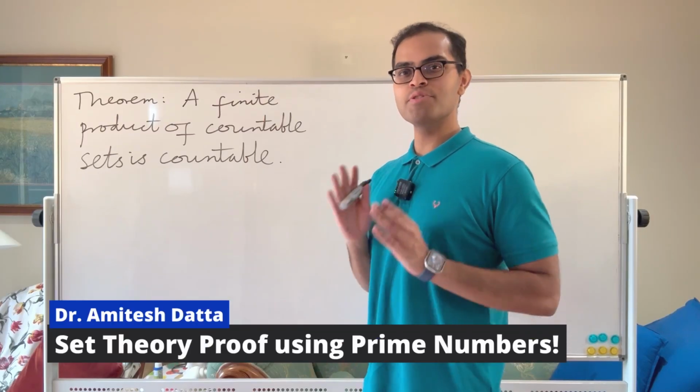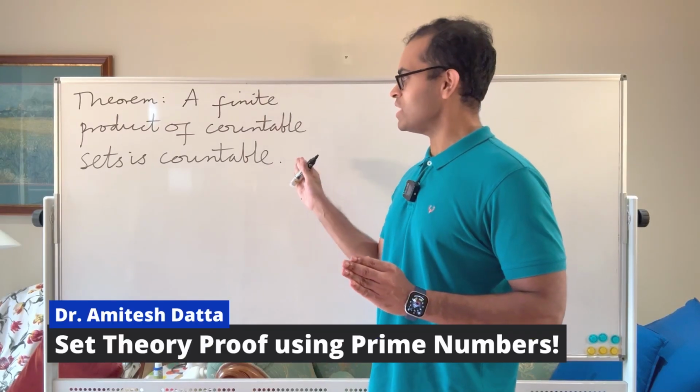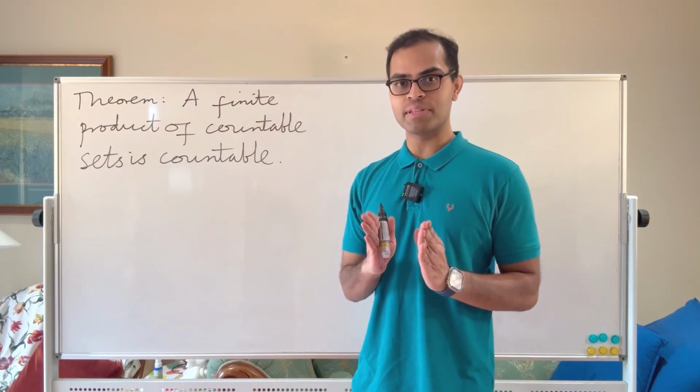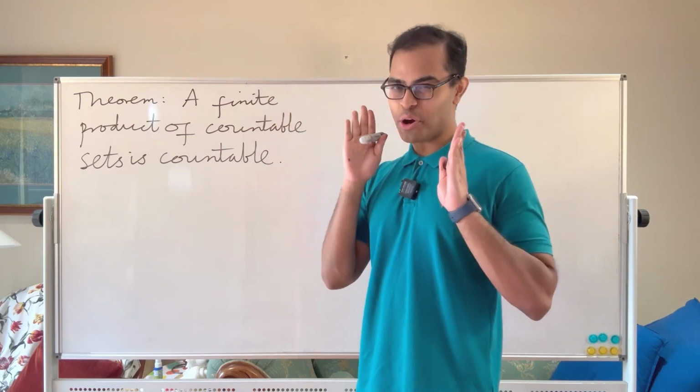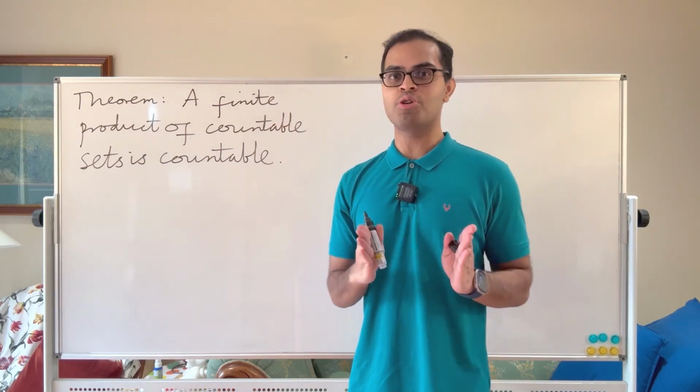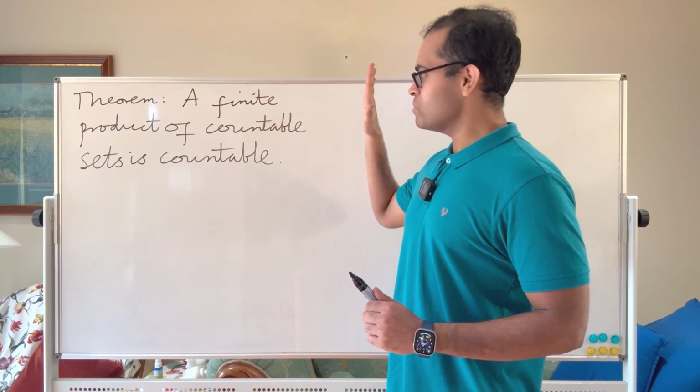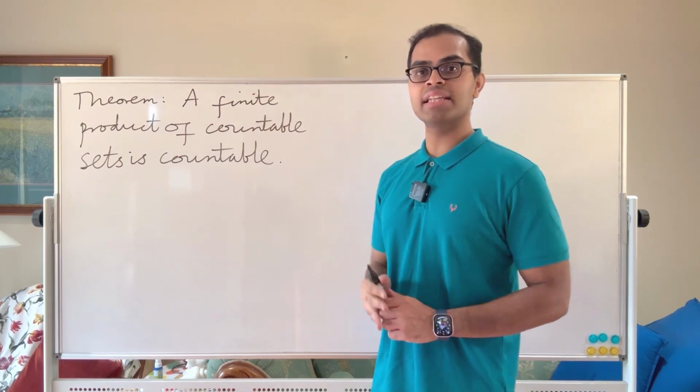I'm going to show you a beautiful proof of this elementary set theory theorem using prime numbers. And I'll firstly review what it is, and it's going to be a super cool proof that they don't show you in textbooks. So here we have the statement that a finite product of countable sets is countable.